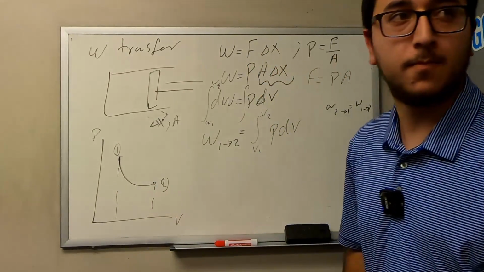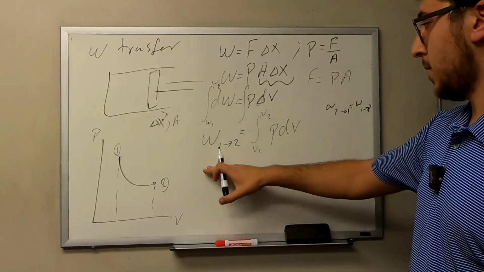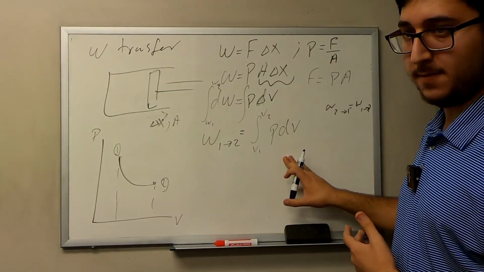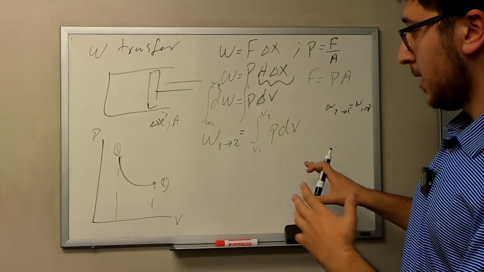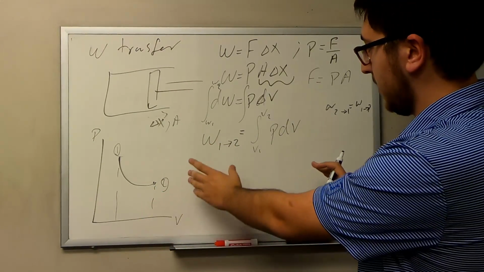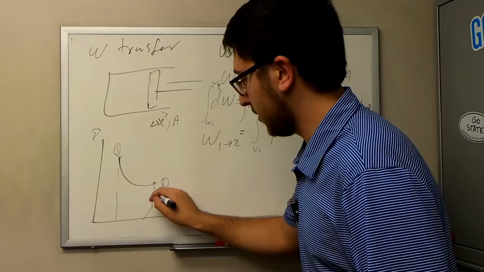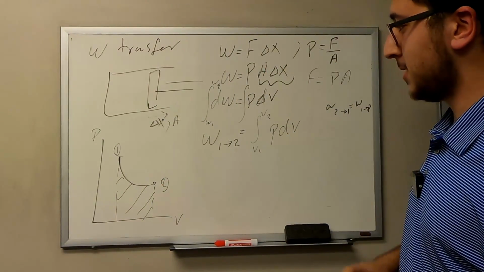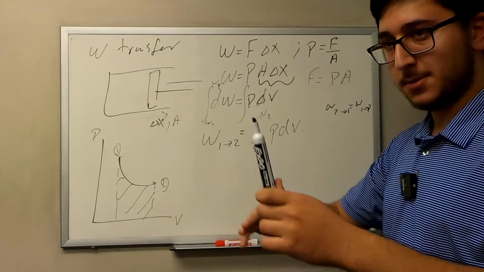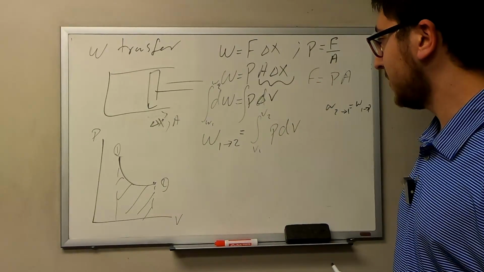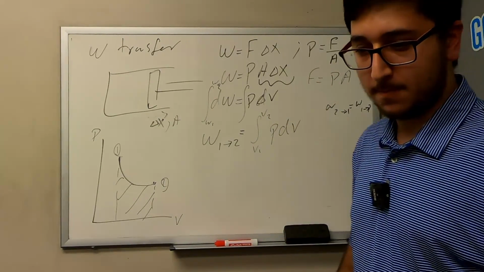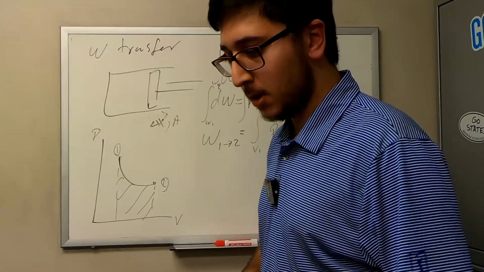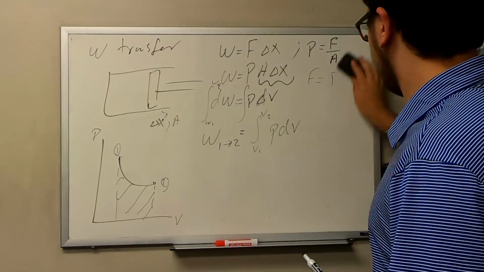But anyways, now we have work as the integral of P dV. And going back to our PV diagram, that work is the area under this curve. So that's the numerical value of the change in work, between the 2 points. So, area under the curve.